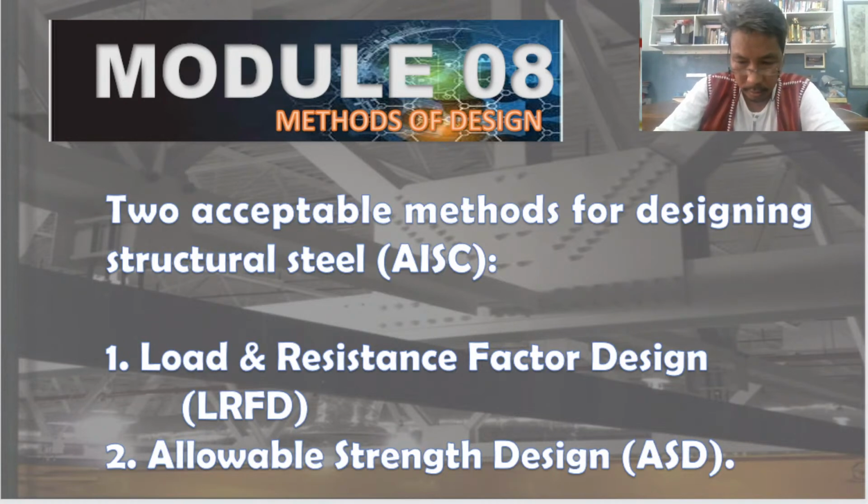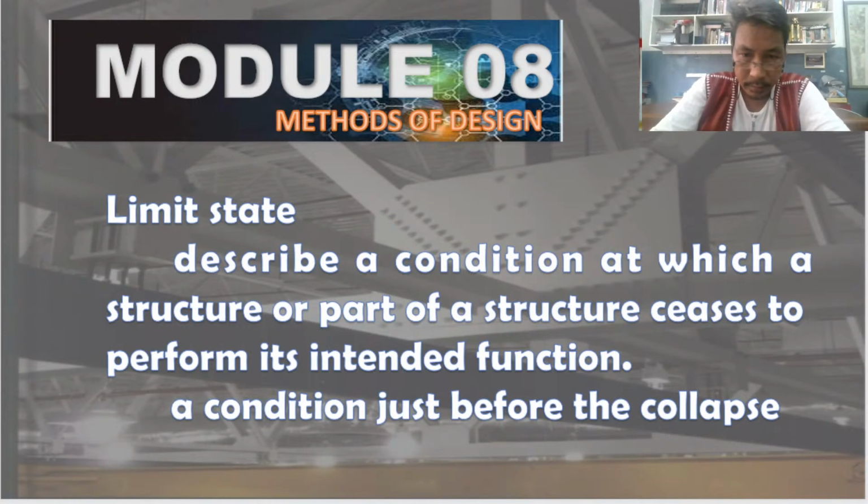So those are the two methods. Let's go to the next slide. Limit state. Again, in layman's terms, a limit state is a condition at which a structure or part of a structure ceases to perform its intended function, the desired function, or the designed function. So when our designed part, our designed structure, is not actually performing what we want it to do, that is the condition where it has already reached the limit state.